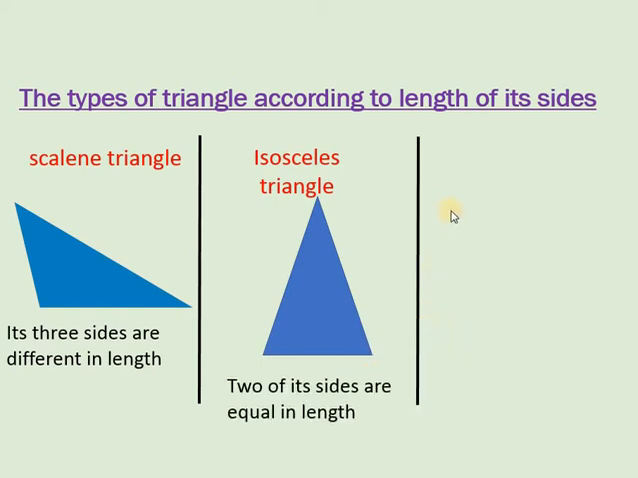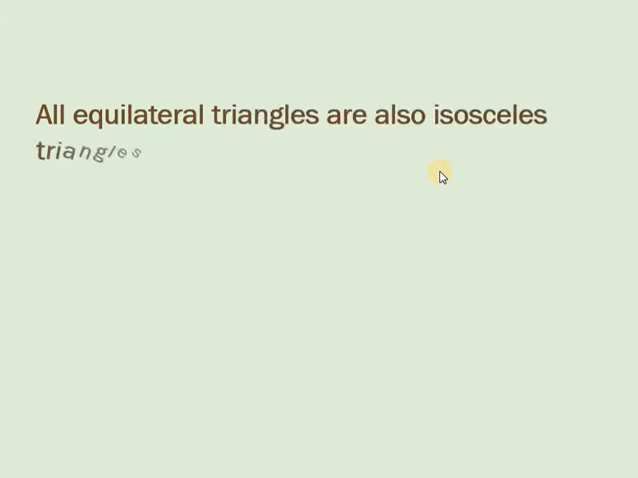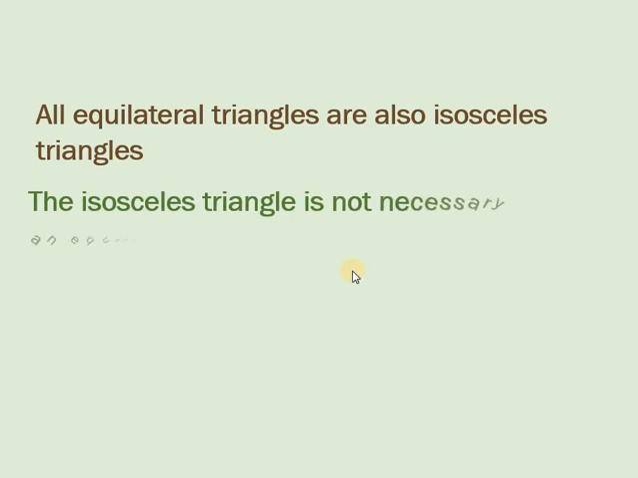And the third one is what we call the equilateral triangle. What is the equilateral triangle? It has all sides equal. Okay, an equilateral triangle is also an isosceles triangle. Yes, because it has all sides equal, while in the isosceles only two sides are equal. But the isosceles triangle is not necessarily an equilateral triangle.